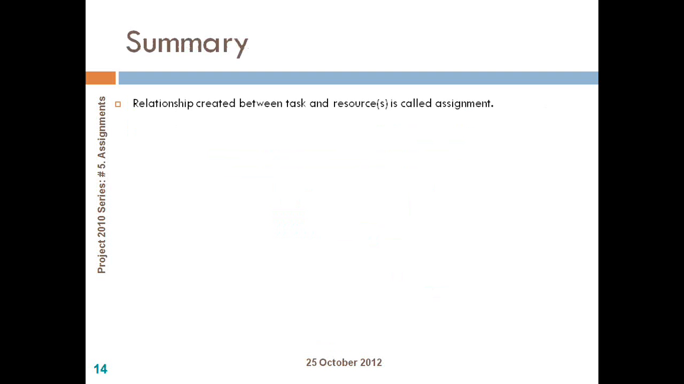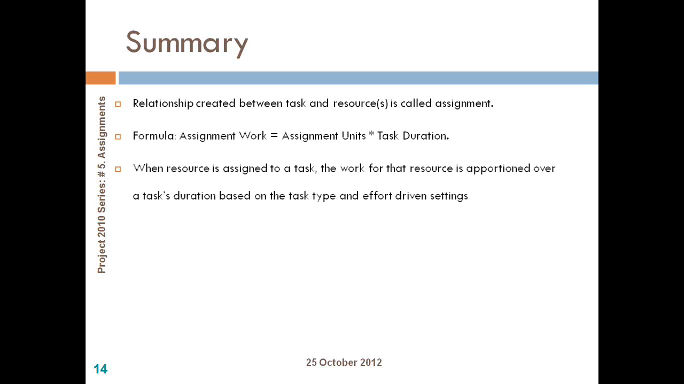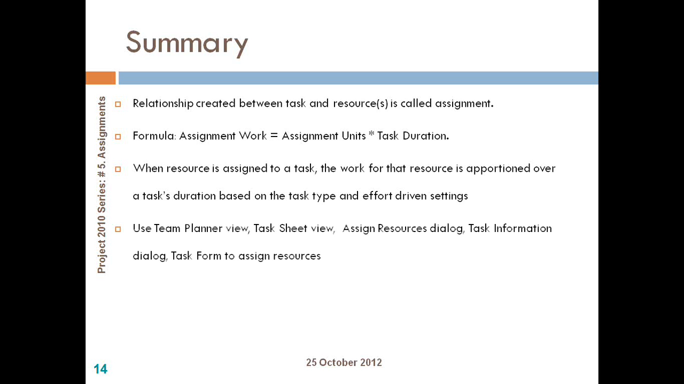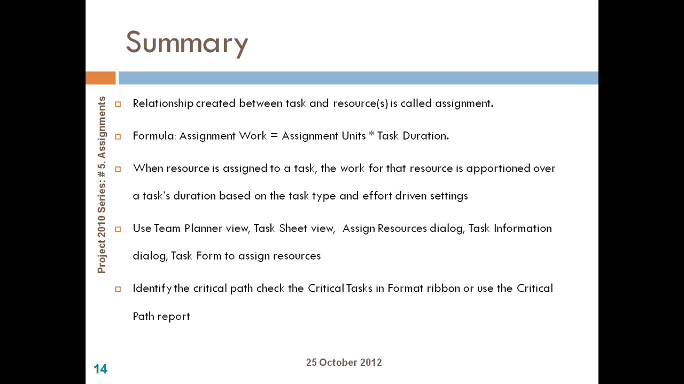So just to summarize, I talked about what we mean by assignment, where we are trying to relate the task and resources. We made use of this formula called duration is equal to work divided by units. So before you start doing assignment, make sure that the right task type, which could be fixed work, fixed duration, or fixed units, is set. Make use of the team planner, task sheet, task information, or the resource usage to assign your resources. Identify your critical path by making use of the format ribbon or by making use of the network diagram and reports to find that out.